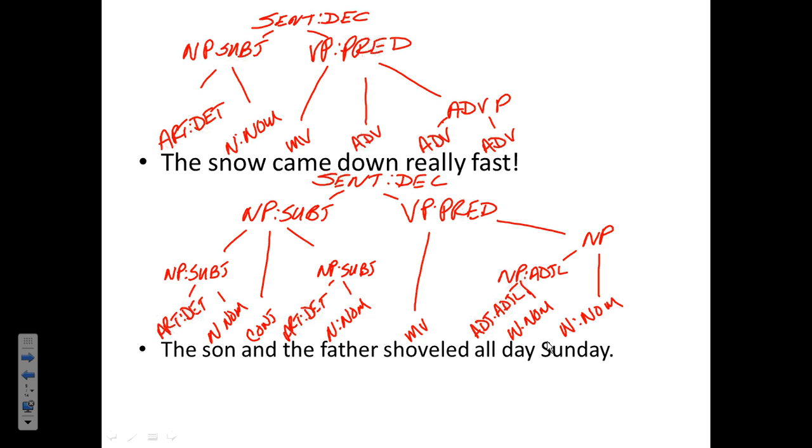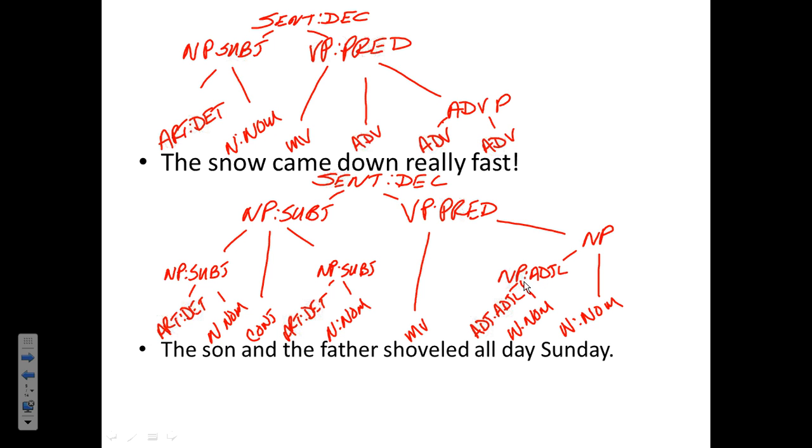The son shoveled all day Sunday. The father shoveled all day Sunday. So the son and the father shoveled all day Sunday. Shoveled is a main verb, so it goes into a verb phrase. All describes day. Day is a noun. It's nominal. It's naming the thing. So all is an adjective and it's adjectival.